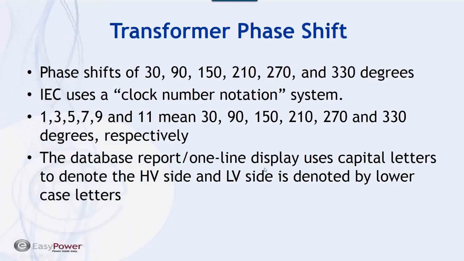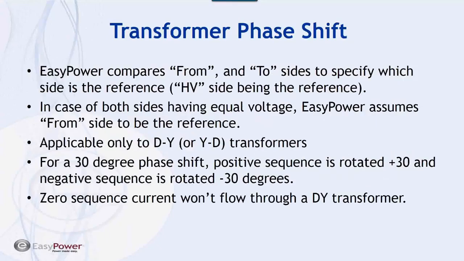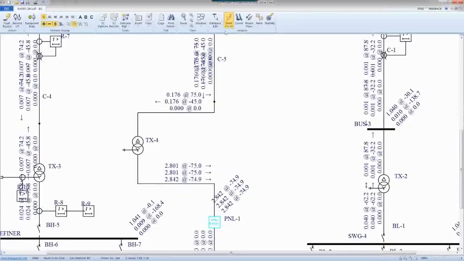The database report one-line display uses capital letters to denote the HV side, and the LV side is denoted by lowercase letters. So HV side always uppercase, and LV side lowercase. EasyPower compares from and to sides to specify which side is the reference. As I said, HV according to IEC definition is the reference. In case both sides have equal voltage, which is a great exception to keep in mind, EasyPower assumes the from side to be the reference. This is applicable only to Dy transformers. That's very obvious; if you have a Yy transformer, you don't expect to have any.